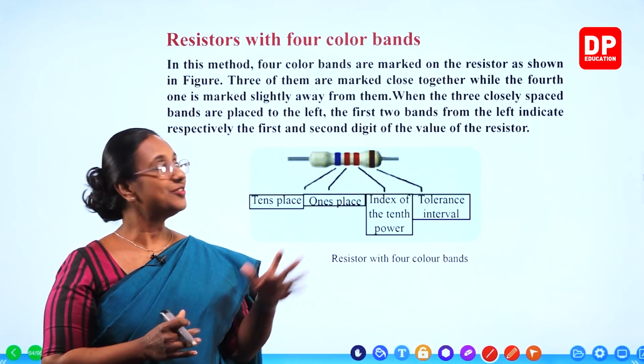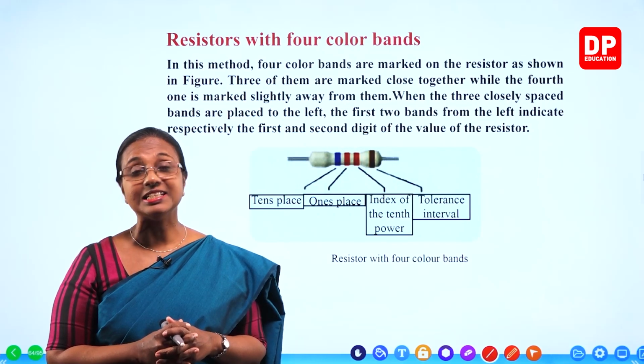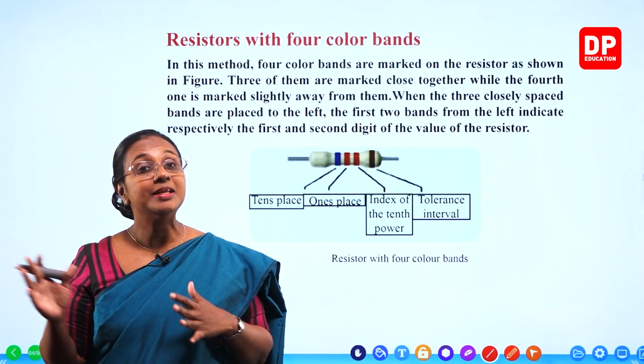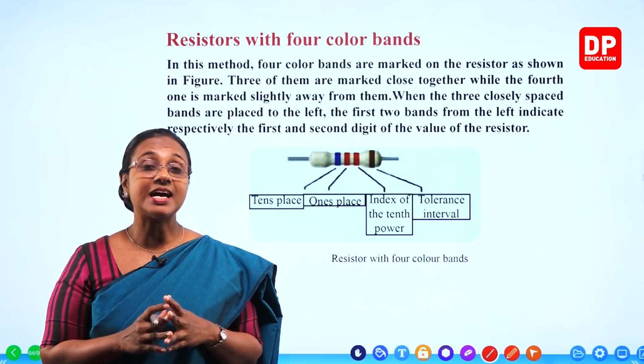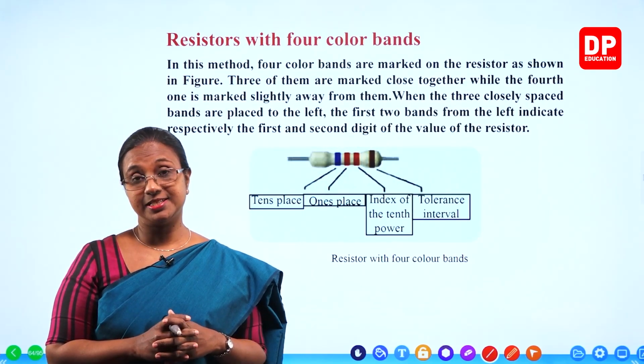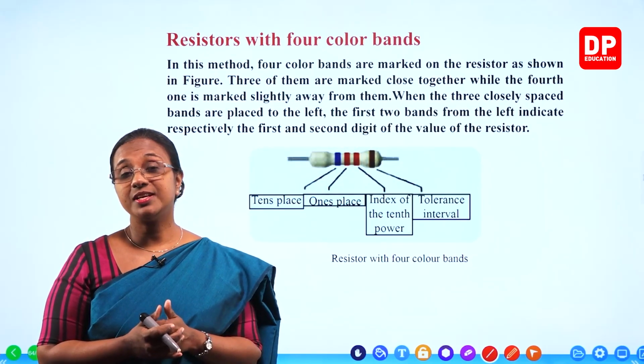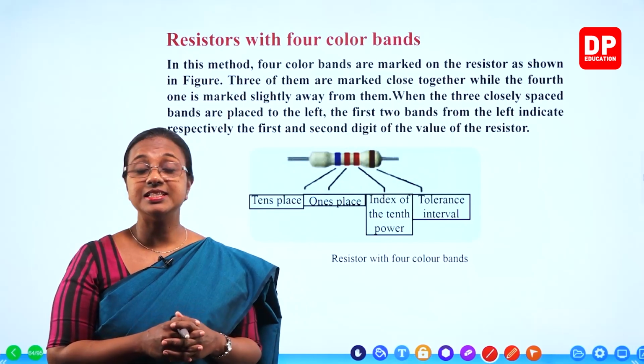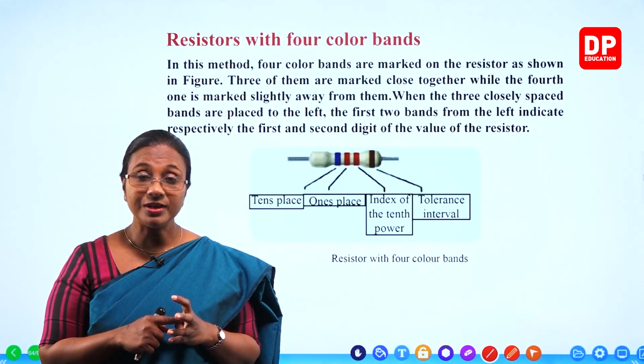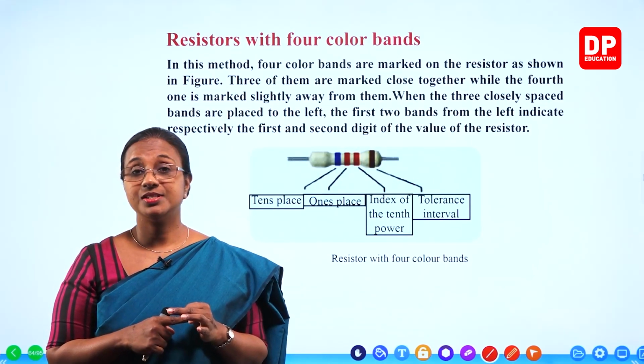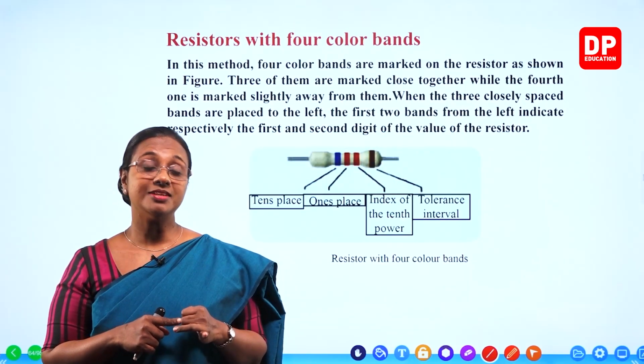Hello my dear students, I'm going to continue the lesson on current electricity. In the previous chapter, we discussed the different types of resistors. There are three types of resistors that we are going to discuss in this lesson: the fixed value resistors, variable resistors and light dependent resistors.